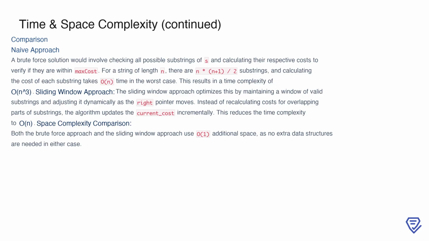Instead, it maintains a window of valid substrings and updates the current_cost incrementally as the right pointer moves. This optimization drastically reduces the time complexity to O(n). In terms of space complexity, both the brute force approach and the sliding window method use O(1) additional space, as neither requires extra data structures beyond a few variables.